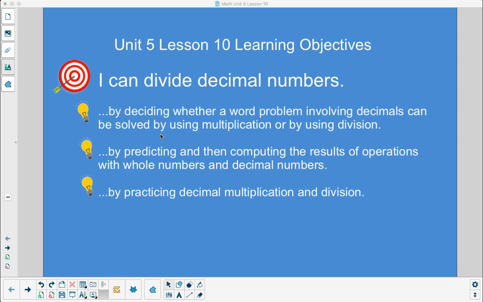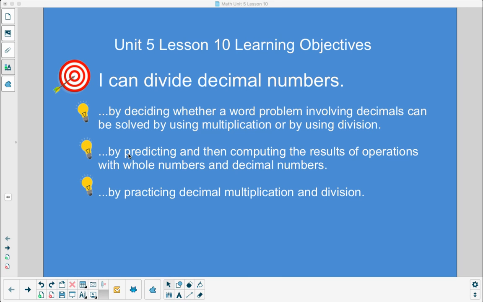or by using division. In Unit 4, you did just word problems that were multiplication. So far in Unit 5, you've done word problems that were just division. I kept telling you, pay attention so you get used to the different patterns. Now you have to decide, like in real life, what operation do I have to do to solve this.